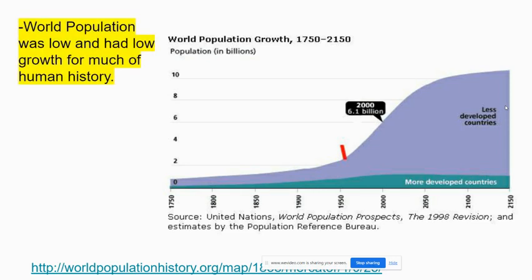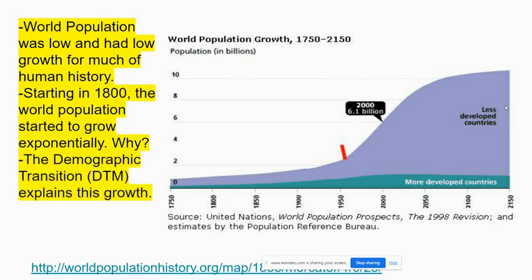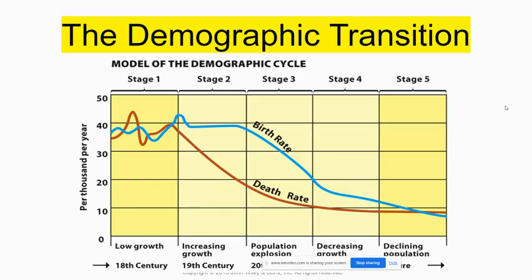So as I just noted, you should write this down. World population was low and had really low growth for much of human history. Starting in 1800, the world population started to grow exponentially. And the demographic transition model, which is what we're going to talk about today, explains this growth. Okay, so right now, pause your video and write down the things that you see in yellow.